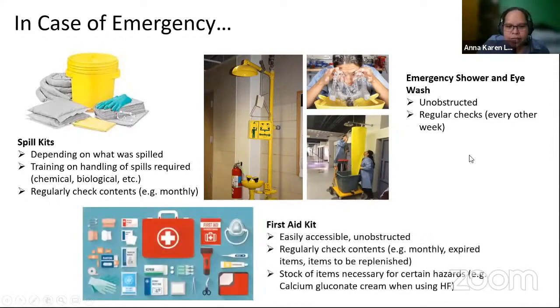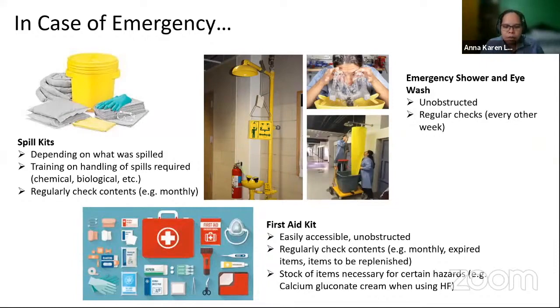Also, the kits, this is also very important. They have to be easily accessible and unobstructed. You have to regularly check them, at least monthly, and make sure that expired items are replaced and items that have been used are replenished. Because you don't know at any given point, if there is an accident, which of these first aid kit items you will be using, so you have to make sure that you have enough of the supplies.